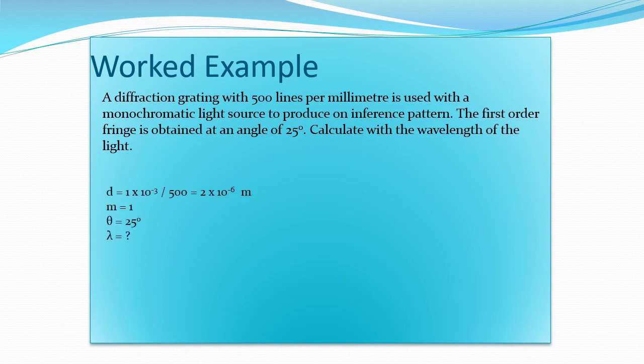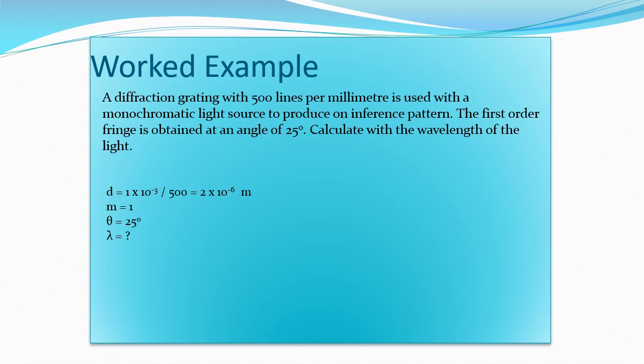So first things first, we write down everything we know. I'll come back to this in a second. m is equal to 1 because it's the first order fringe. Theta is 25 because it's obtained at an angle of 25 degrees. Just remember that the angle is always between the 0 order maximum, the middle, and the order maximum. It's really important, and we're trying to work out wavelength.